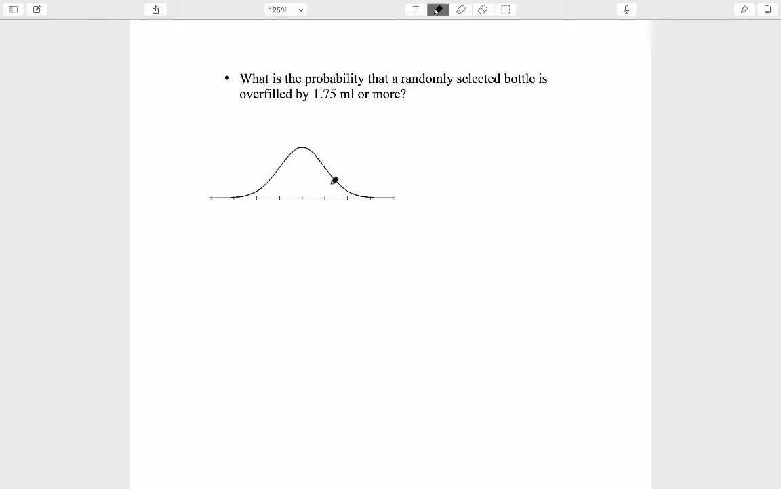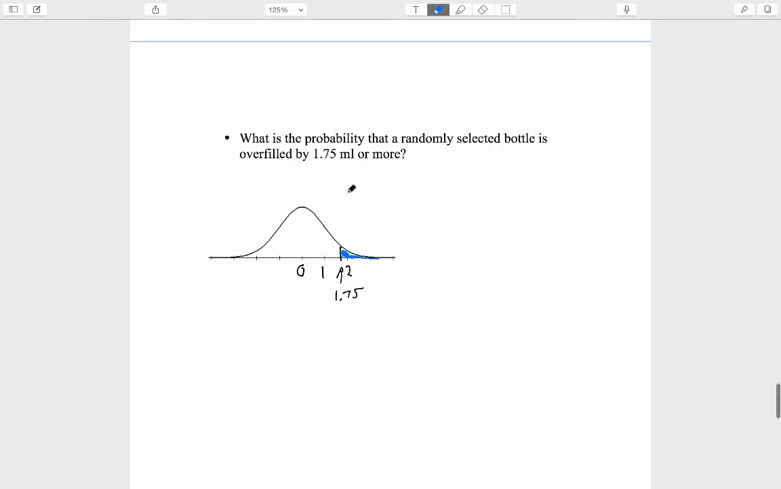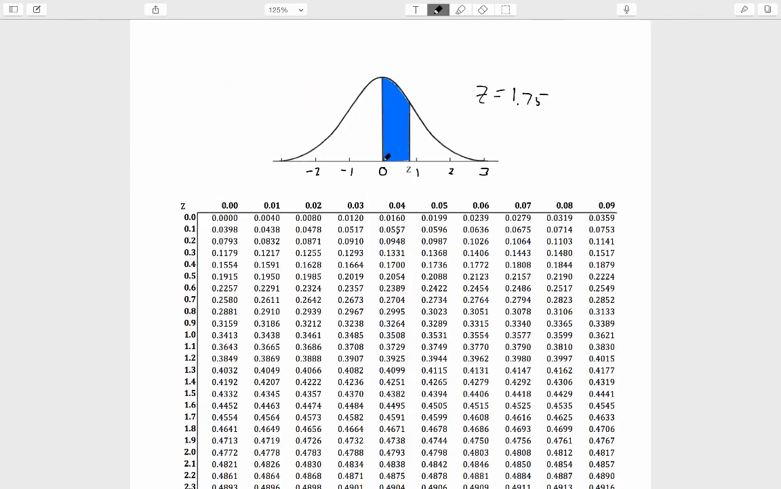Let's be really careful. We've got 0, 1, 2 standard deviations. This 1.75 lives somewhere around here, so that's 1.75. And we're shading in a region that is above 1.75. Now this is where we have to be careful. This kind of region does not look like the kind of region that the table directly knows about. What the table knows about are regions that go from 0 up to a certain point.